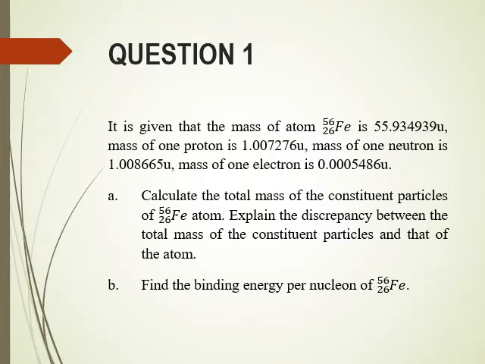Question 1. It is given that the mass of an Fe atom is 55.934939 u. The mass of one proton is 1.007276 u. The mass of one neutron is 1.008665 u. And the mass of one electron is 0.0005486 u.